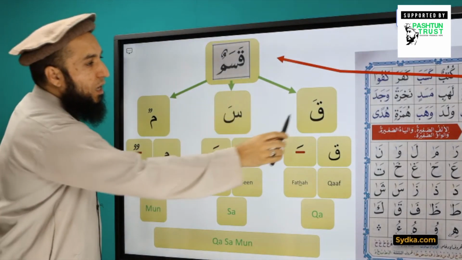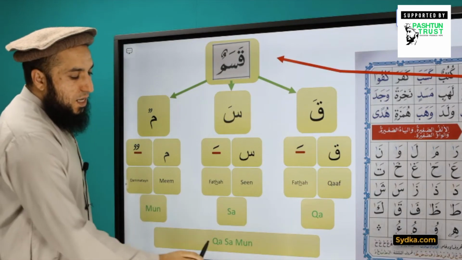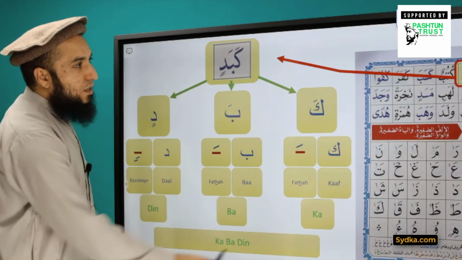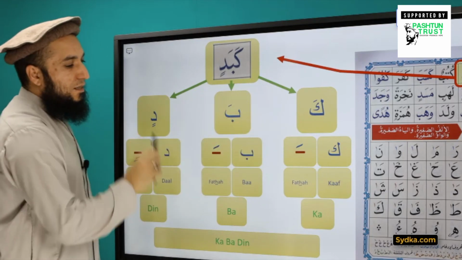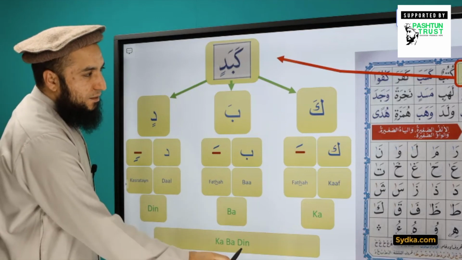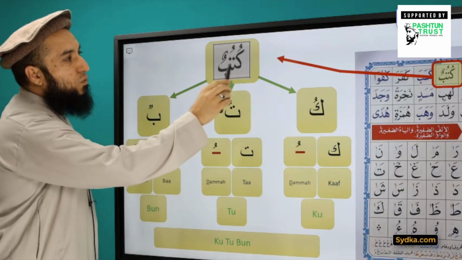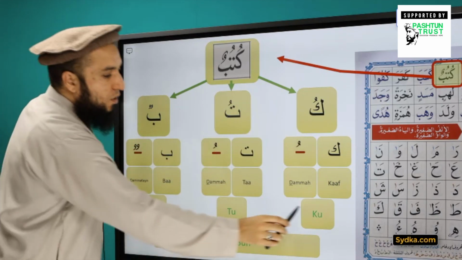Qasamun, qasamun. Kabadin, kabadin. Kutubun, kutubun.